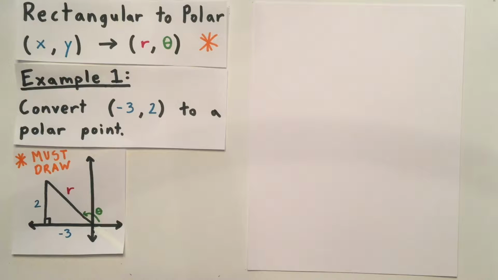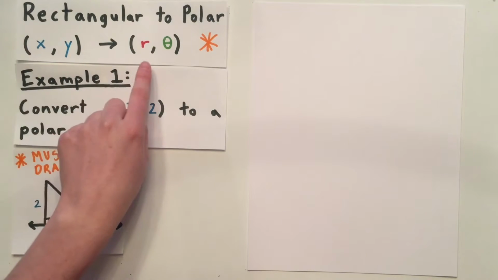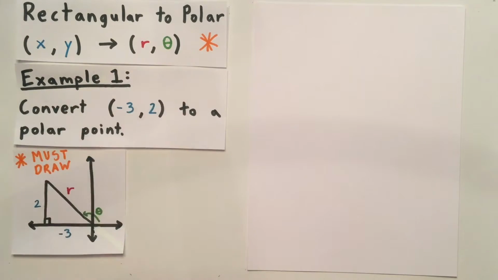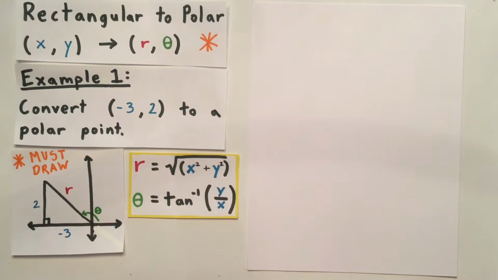Now, you need two equations to convert from rectangular to polar. One that you plug the x and y values into to get r, and another that you plug the x and y values into to get theta. These two equations are r equals the square root of x squared plus y squared, and theta equals the inverse tangent of y over x. If you'd like to know how we found these equations, watch the video Polar and Rectangular Point Conversions Part 2 on my YouTube channel.